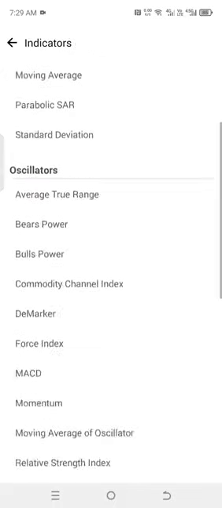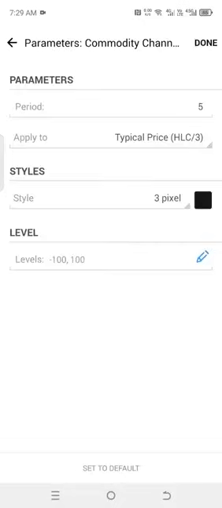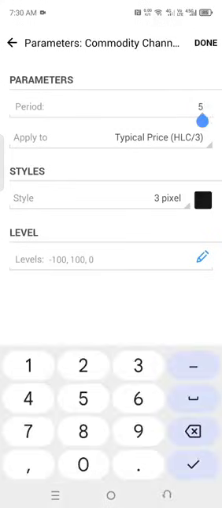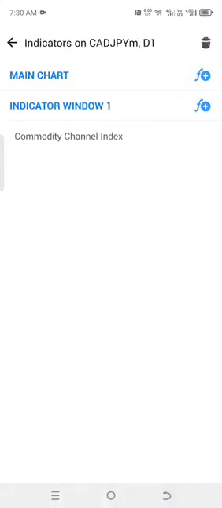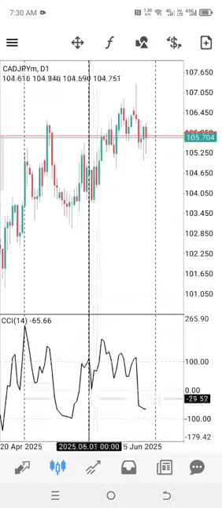Now, the CCI is an acronym for the Commodity Channel Index. So that's what we have here. We're going to be working with period 14, applied to typical price HLC over 3. Style 3 pixel, levels minus 100, 100, and 0. And when I'm done, I click on done. And this is your CCI on the chart.